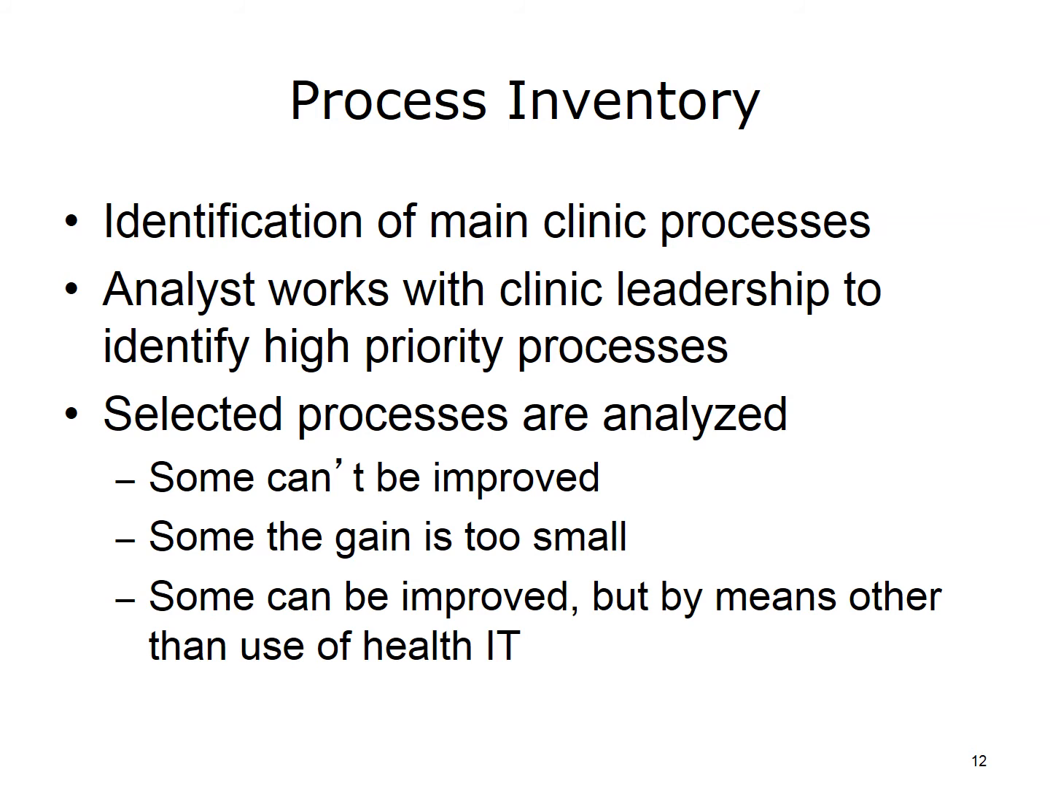A separate unit mentioned identification of major processes in use at a healthcare facility. After the processes are listed, the analyst works with leadership at the healthcare facility to identify those that are of high priority for analysis and improvement. All of the processes can't be assessed. Some can't feasibly be improved with the available resources. For others, the gain would be too small to make the effort worthwhile. Still others can be improved, but by means other than use of health IT.